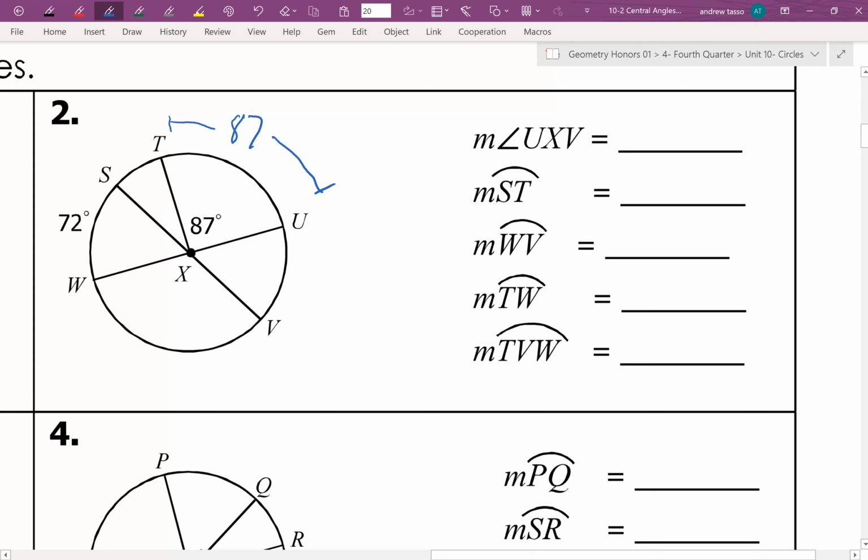Let's see what else we could figure out. We know that this arc here is 72, so that means this angle would have to be 72. And then by vertical angles, remember anytime you have an X, angles across from one another are equal. So I could also say that this would be 72 degrees by vertical angles, and therefore this arc, which spans that angle, would be 72 degrees.